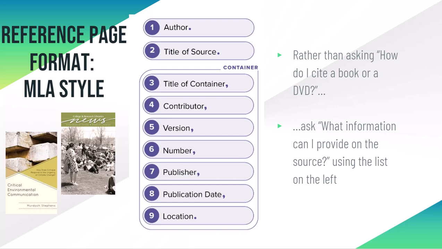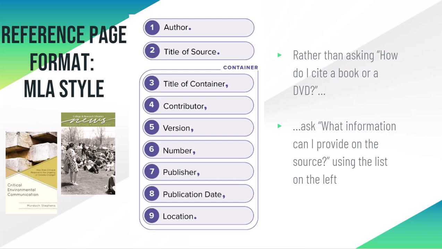So rather than asking, how do I cite a book or DVD, MLA now wants you to ask, what information can I provide on this source using the list provided here? This is their new set of criteria for MLA Style. When creating the citations, this new list includes the pieces of information that you can provide about the source. At the bare minimum, it should be the author and the title of the source, and then there's additional information that describes the container where that source exists.